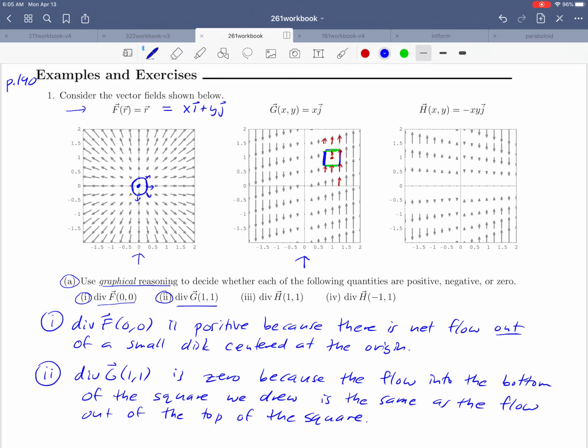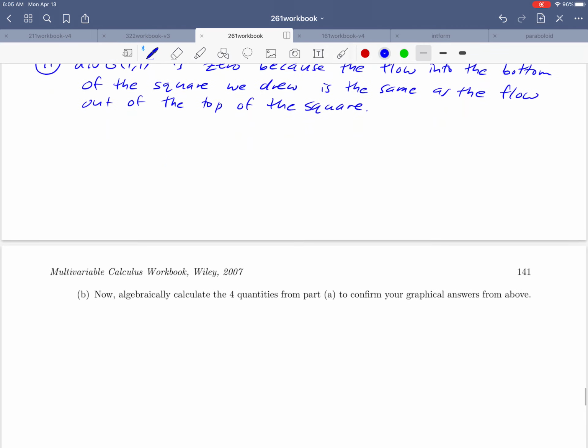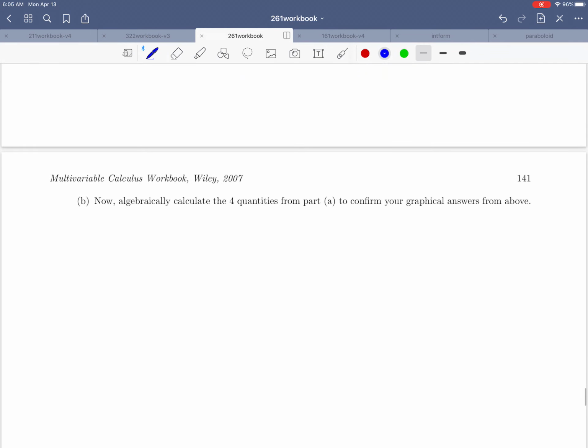Okay, so we've done parts 1 and 2 together, and I'd like to move on to part B and see if we can algebraically confirm those answers. Okay, so let's scroll up here. All right, so we're going to be looking at parts 1 and 2. Those deal with the vector fields f and g. So let's maybe start by reminding ourselves what the formulas for those fields were.